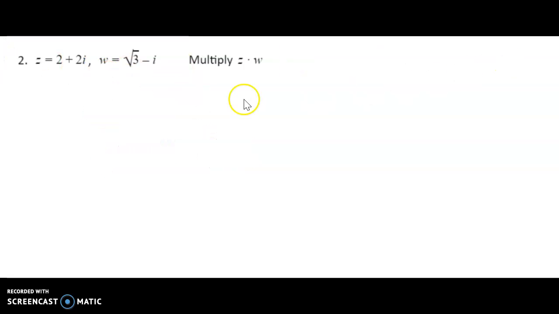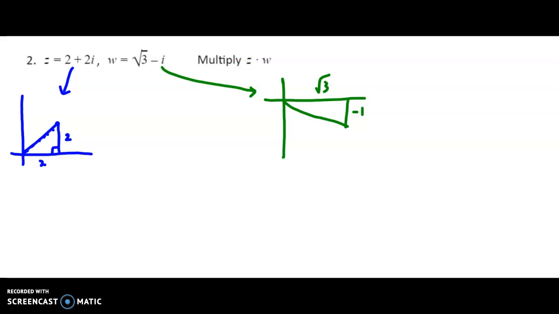Okay, so this is example number 2. This one is going to be a bit of a process, so I'm going to walk you through it here. Now the thing is, before we multiply z times w, we have to convert these to polar form, into the cis form. That means we've got to figure out the r value and what the angle measure is for both of these. So here are my two setups. This is going to be for z, this is going to be for w.